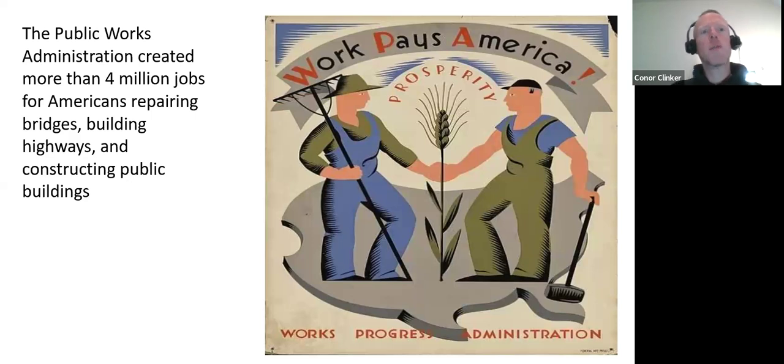The Public Works Administration created more than 4 million jobs. This is a new government agency that hadn't existed before, that was created in response to this emergency. Jobs doing what? Repairing bridges, mostly infrastructure stuff, building highways, constructing public buildings.